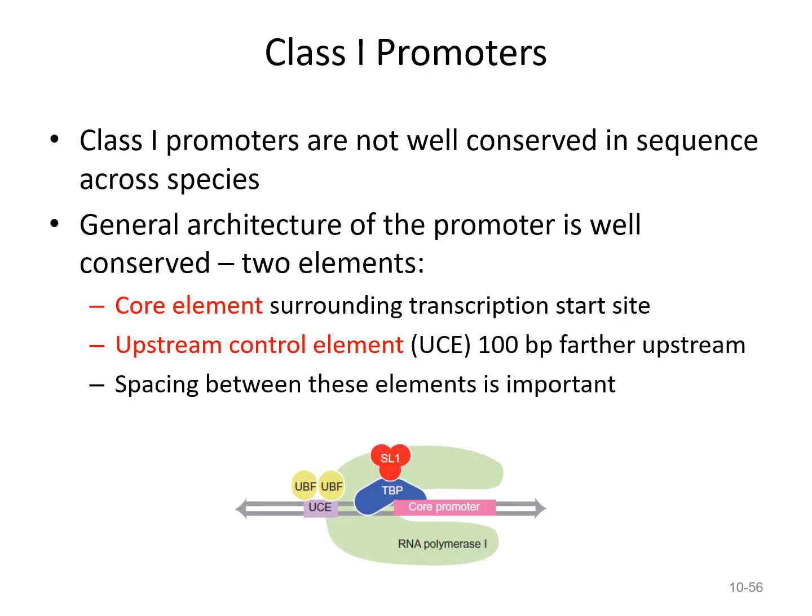Then the class 1 promoter is bound by RNA polymerase I. The class 1 promoters are not well conserved in sequence across species, and they have the core element surrounding the transcription start site. The core element is bound by the TBP, the TATA binding protein, and SL1, and there is also the upstream control element, the UCE, which is about 100 base pairs farther upstream.